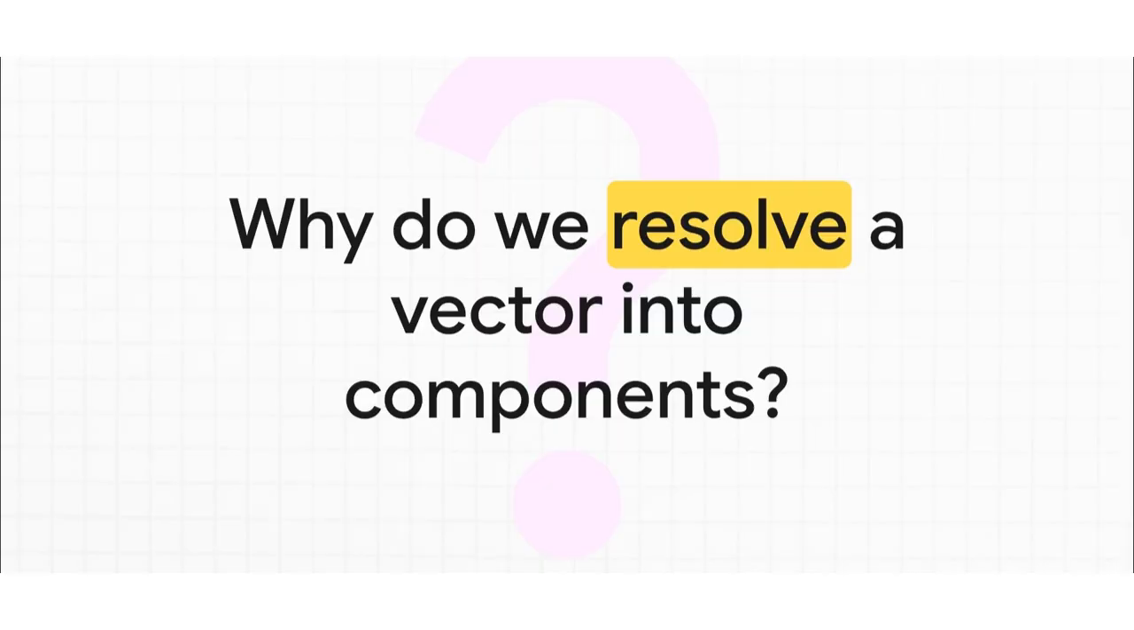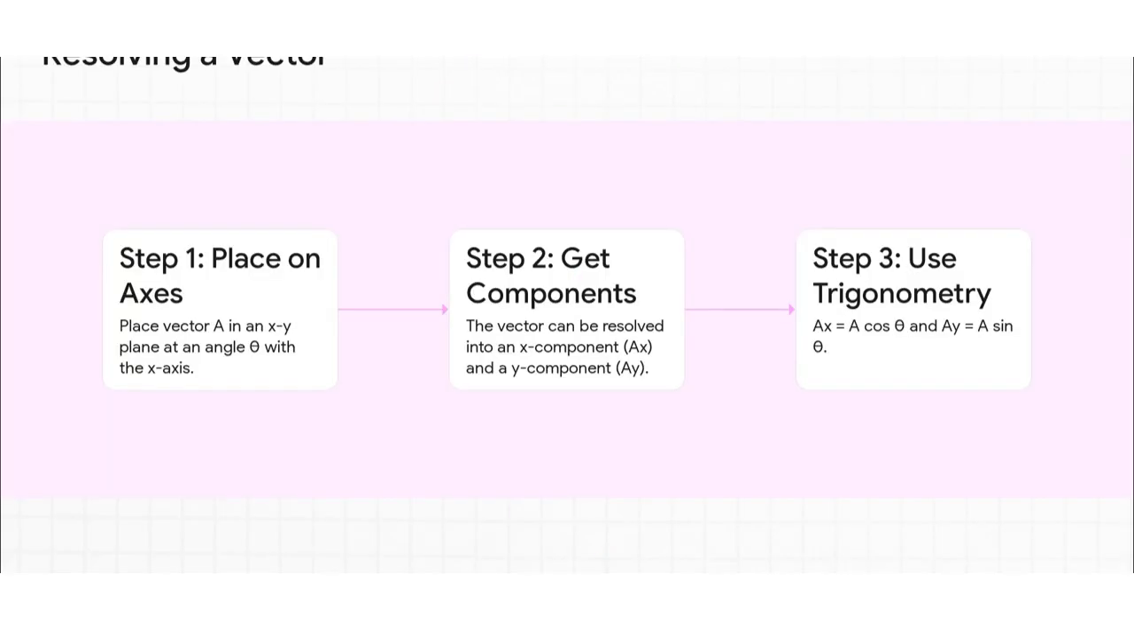Now, this next question is super important. Why do we even bother breaking a vector down into its components? What's the point? What's the benefit? Oh, the benefit is absolutely massive. See, resolving a vector turns one complicated 2D problem into two super simple 1D problems. We just break the vector down into its x component, which is A cos theta, and its y component, A sine theta. And now you can solve the motion on the x-axis separately and the motion on the y-axis separately. It makes your life so much easier.